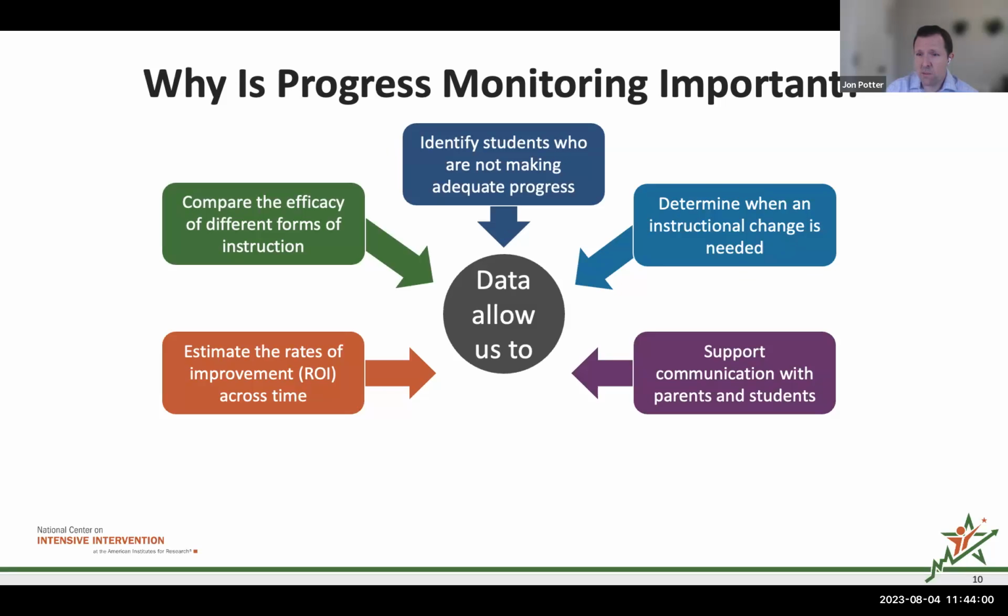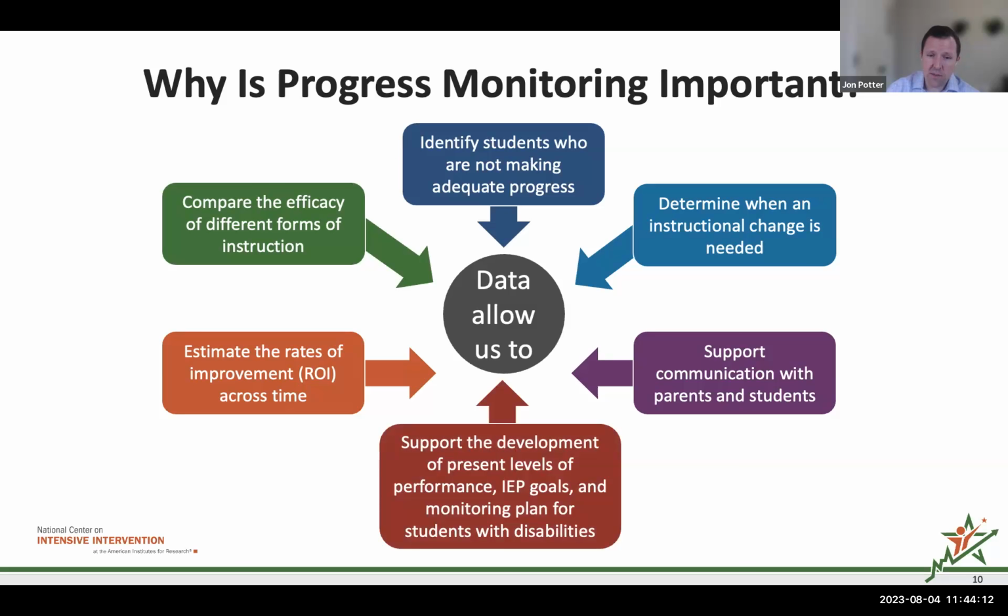And then it's going to support the development of present levels of performance, IEP goals, and the monitoring plan. Progress monitoring is highly useful and valid for IEPs. And if you're familiar with the research and the origins of progress monitoring in general, it really came a lot out of special ed literature and special ed research. So it was primarily designed as a way to monitor progress for students with disabilities. So we want to be able to use a lot of those tools to support our kids with disabilities.